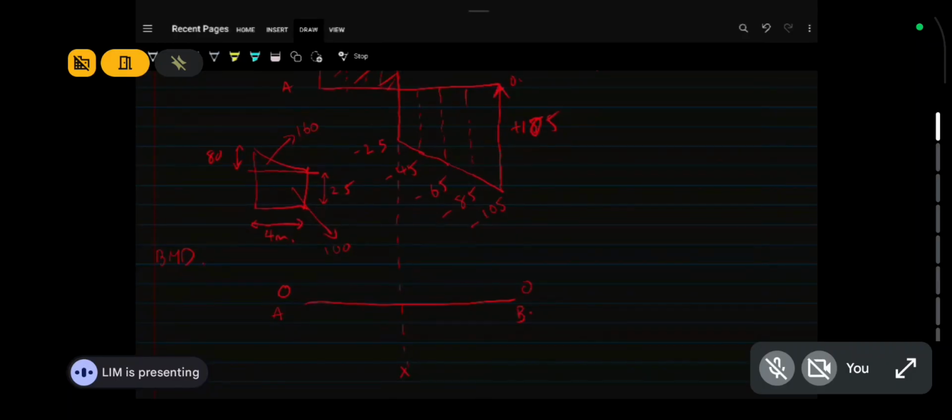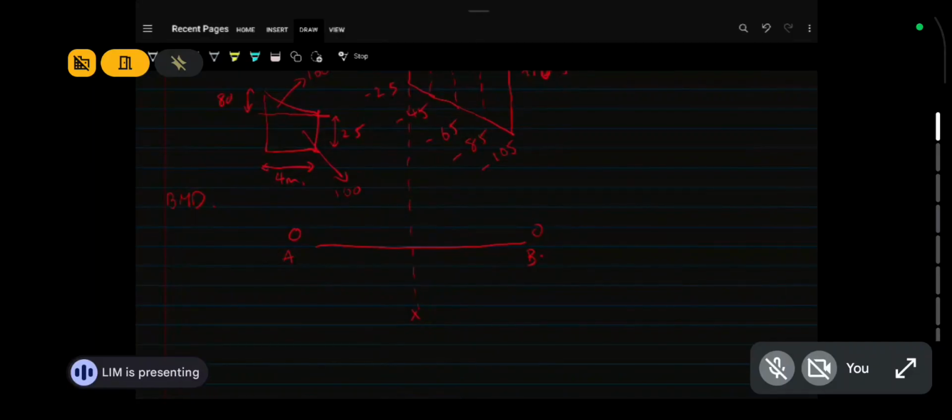I split it so that it's easier to calculate. But you have to add it back up. So 260. So the moment there is 260. And it should be a parabola, like that.